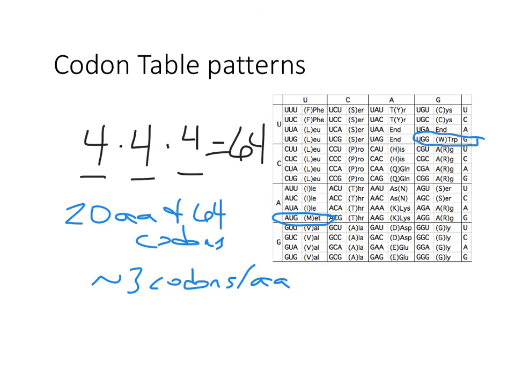I'm a fan. You know why its single letter code is W? So we can talk about amino acids using their full names, or a 3-letter abbreviation, which is what's shown in the cells, or a one-letter code, which is what's in the parentheses. So do you know why tryptophan is W?